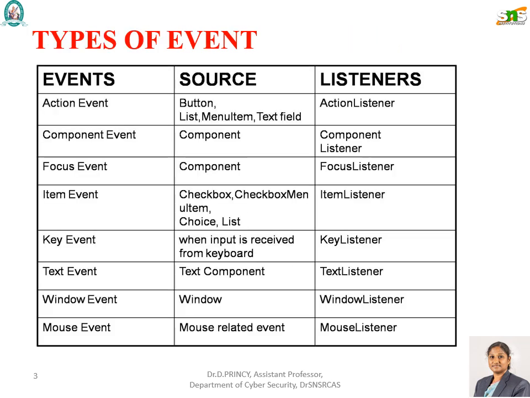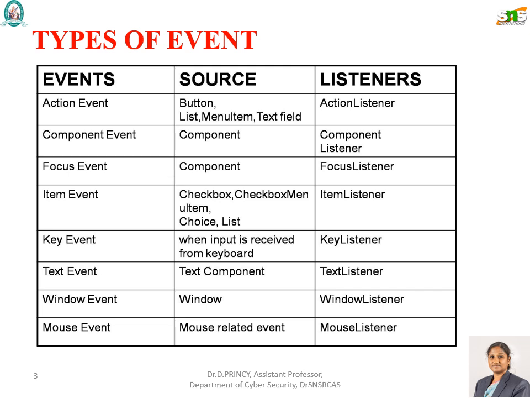There are many types of events. The types are mentioned here. Action event: it takes sources such as button, list, menu item, text field. The listener is action listener. Component event: the source is component and the listener is component listener. Focus event: source is component and the listener is focus listener.